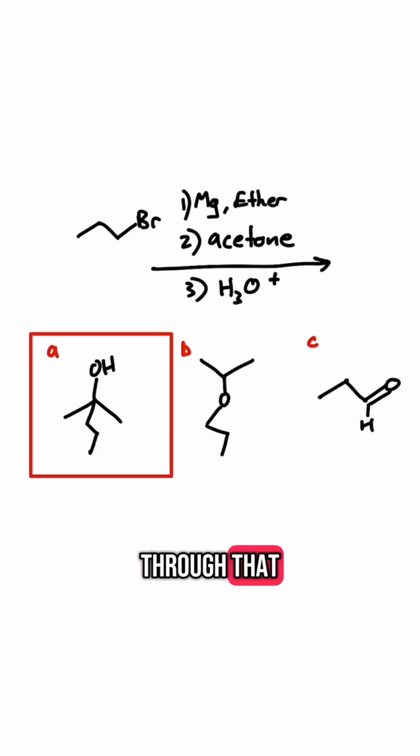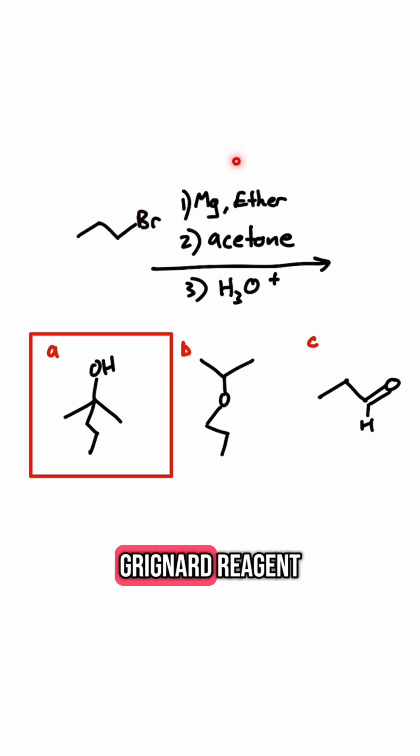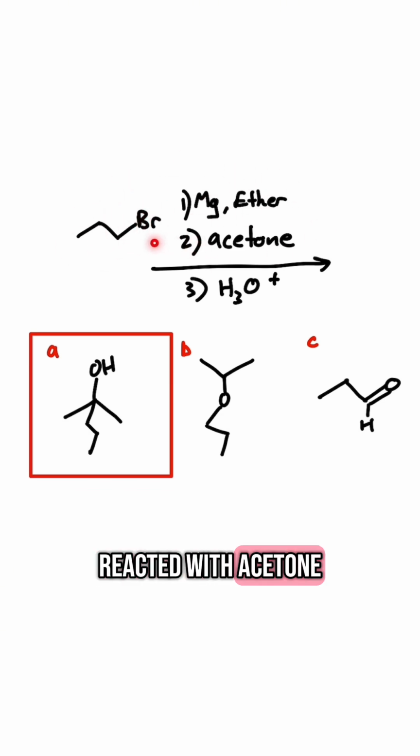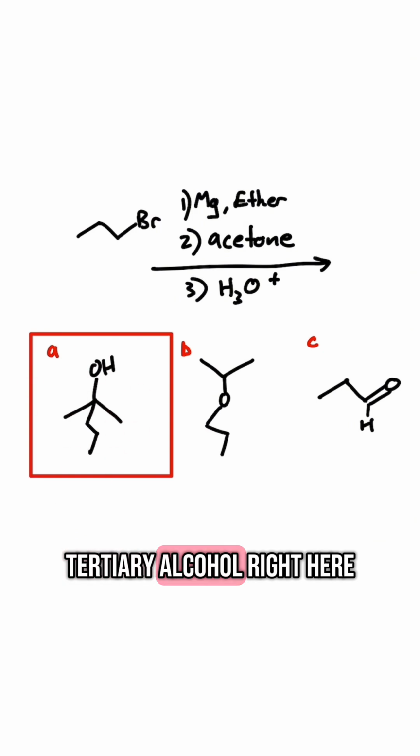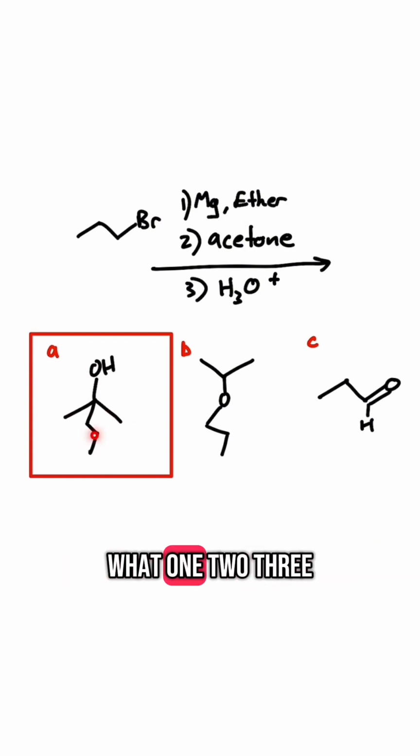So we worked through that and we showed that this makes a Grignard reagent, and then we react it with acetone and have a Grignard reaction, and then you work it up with H3O plus, just generic acidic workup. And we get this tertiary alcohol right here. I guess what that would be, one, two, three, four, and then go this way, it would be 1,1-dimethylbutanol.